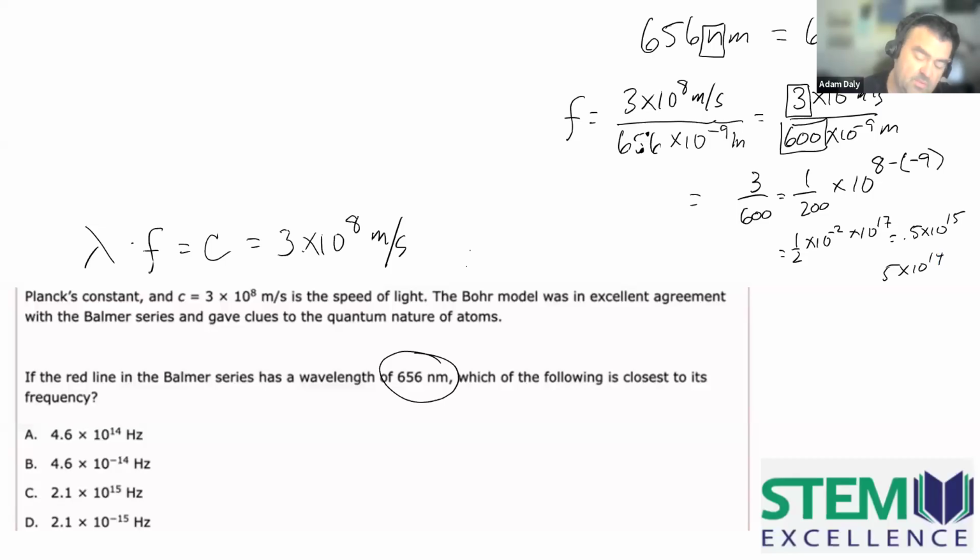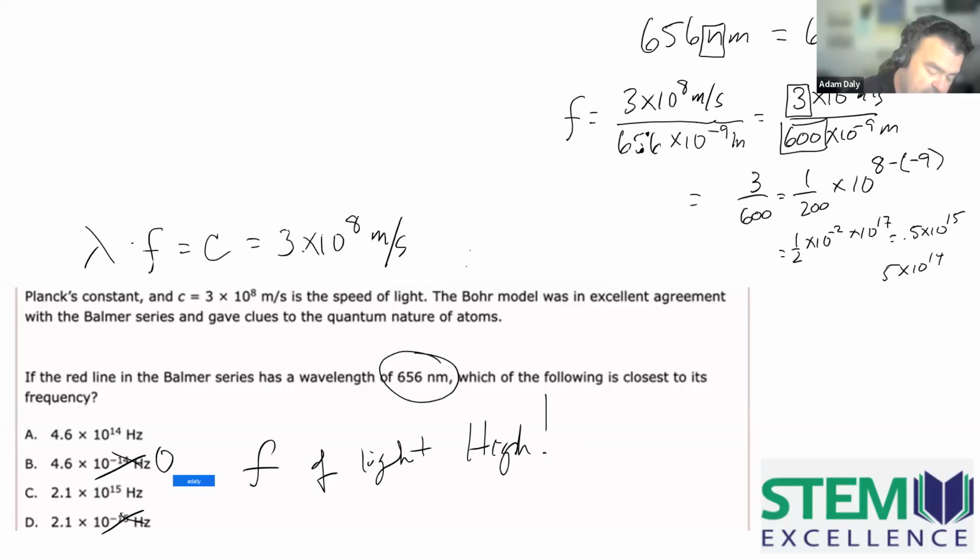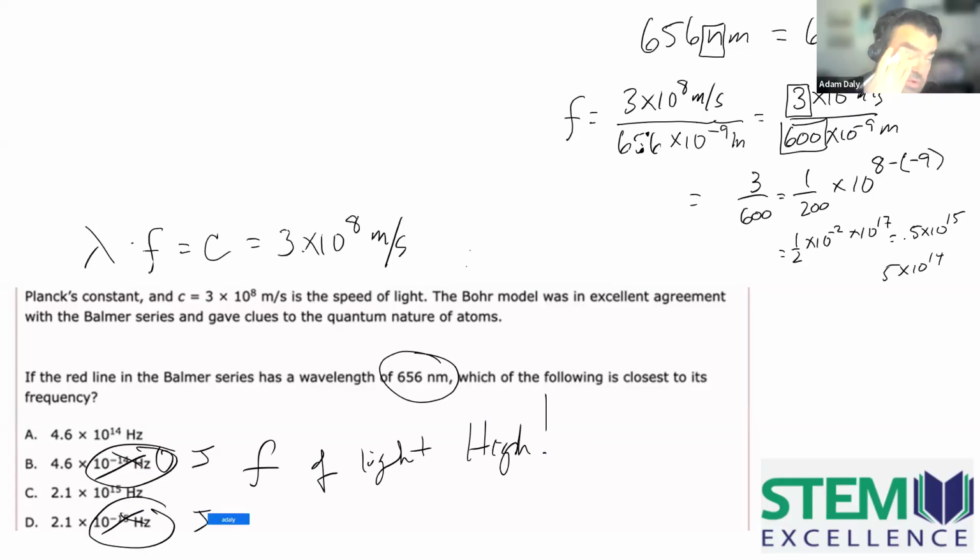So let's take a look at the possible solutions here. Initially, we could remove these two. Frequencies of light are high, right? They're very high. And so we don't have any frequencies that are negative. These values might be something you'd see for energy, 10 to the minus 14, 10 to the minus 16, but frequencies are big. So we can get rid of B and D right off the bat. Then the question is, is it 4.6 times 10 to the 14, or is it 2.1 times 10 to the 15? Those are the only choices we have.